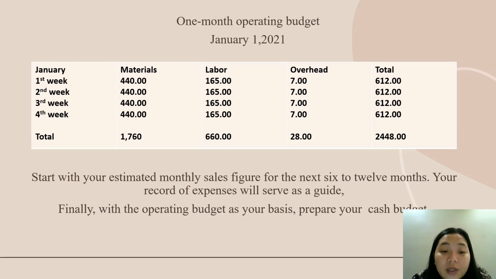So start with your estimated monthly sales figure for the next 6 to 12 months. Your record of expenses will serve as a guide. So this table helps. It is simple, but it will help. So finally, with the operating budgets as their basis, prepare your cash budget.